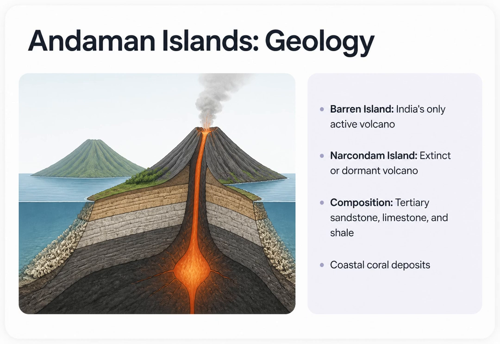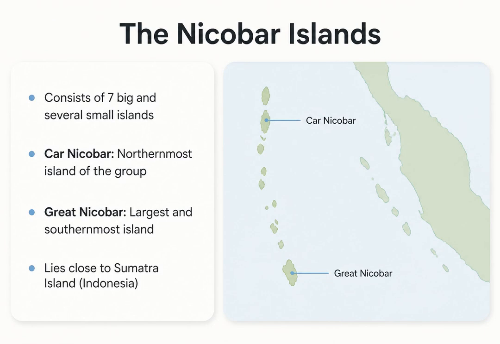Moving south of the 10-degree channel, we find the Nicobar group. This cluster consists of 7 large islands and several smaller ones. Car Nicobar marks the northernmost point of this group.